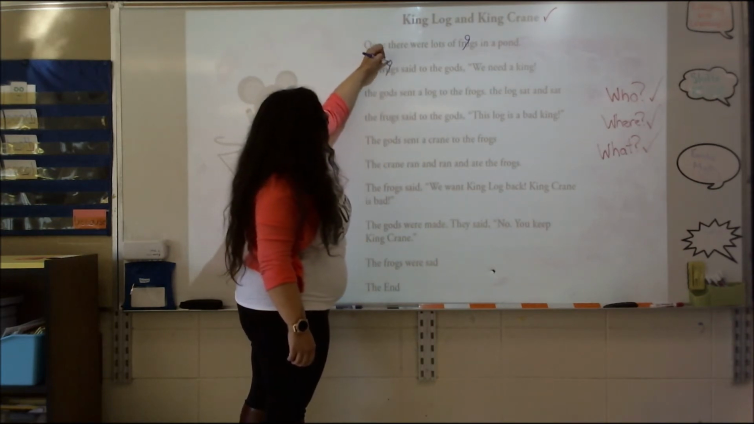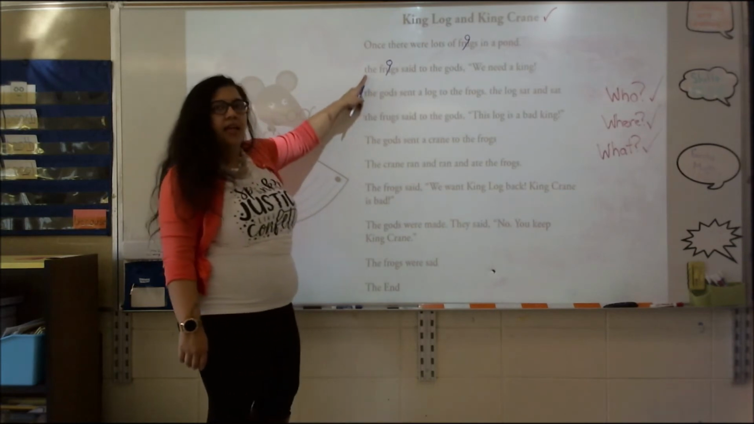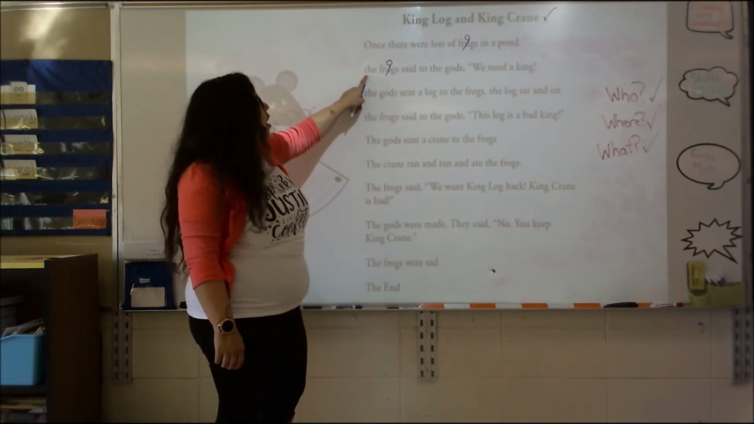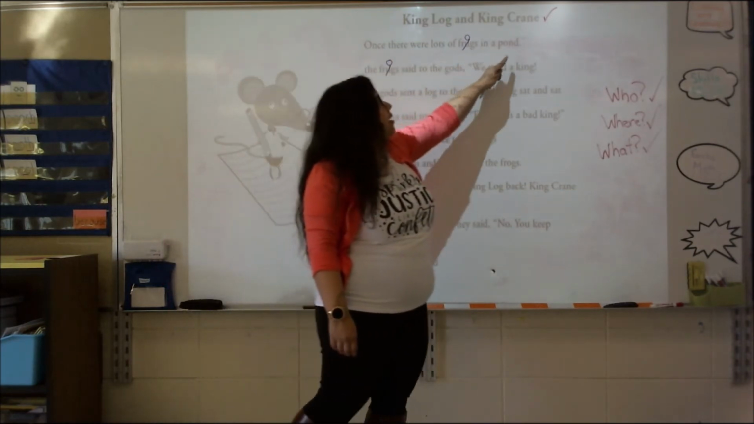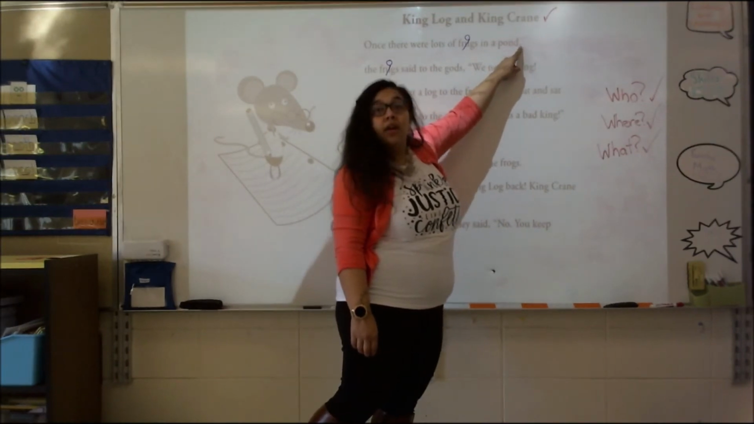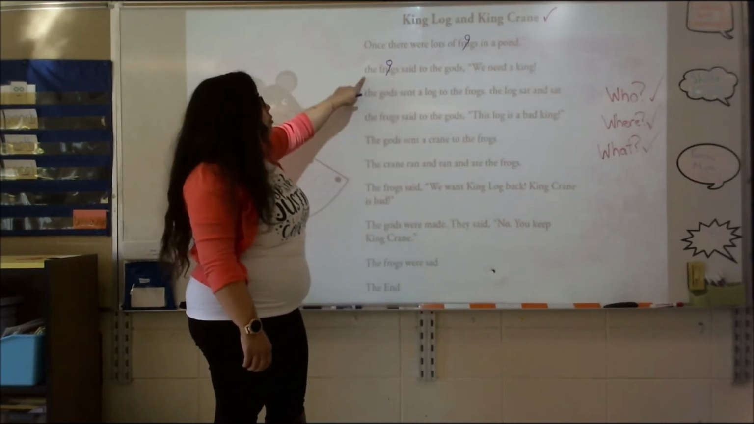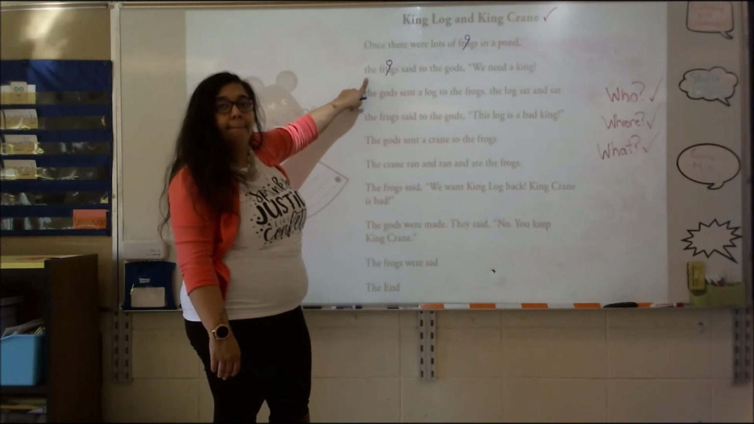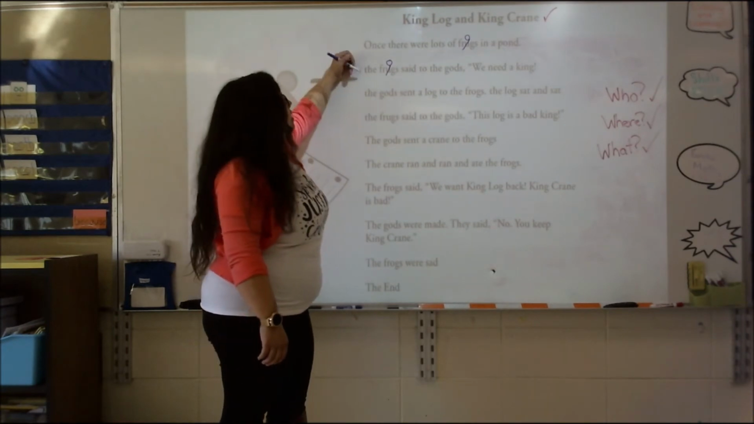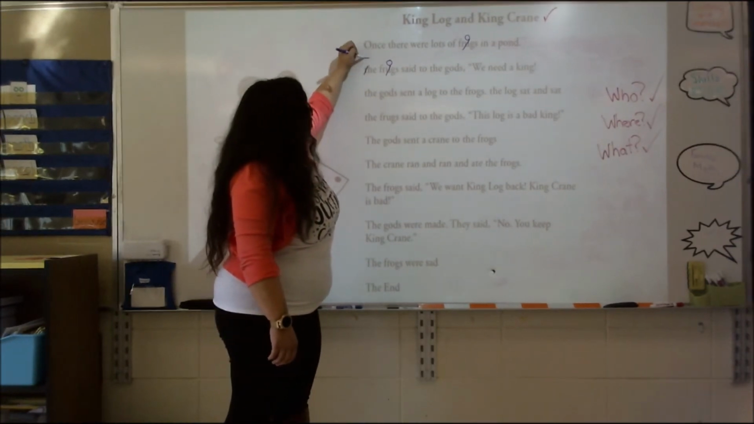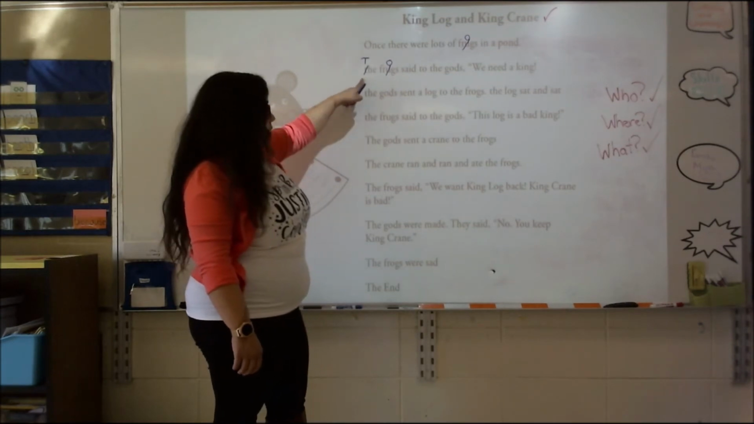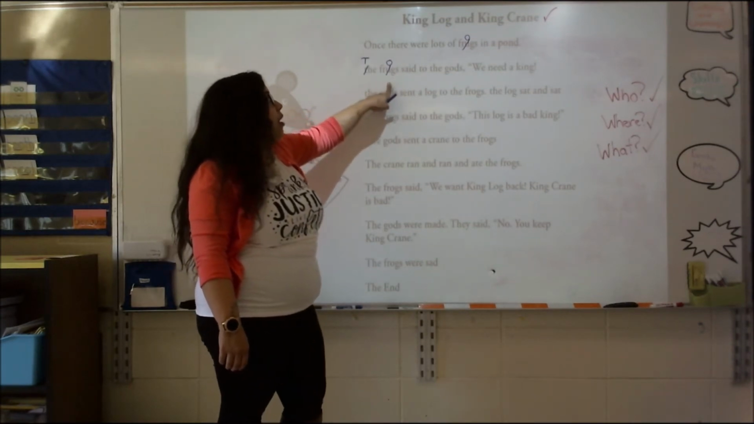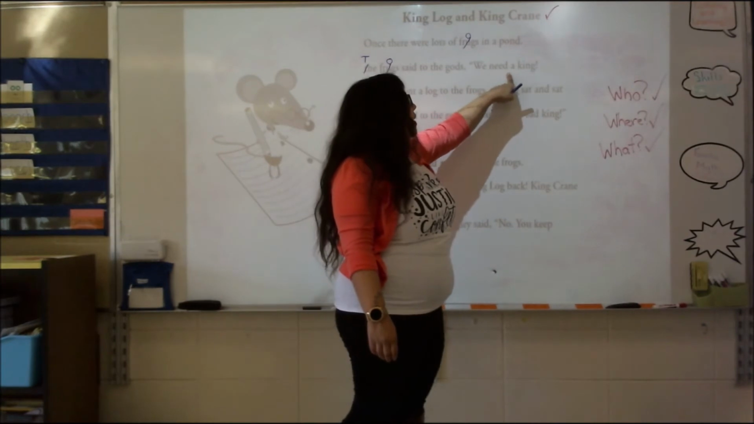But y'all missed one. Y'all gotta watch. Look at this T. Directly before that T, there is a period, which is ending punctuation, which means this is the what? Beginning of a new sentence. So this T, mark it out, should be capital. So capital T, the frogs said to the gods, "We need a king."